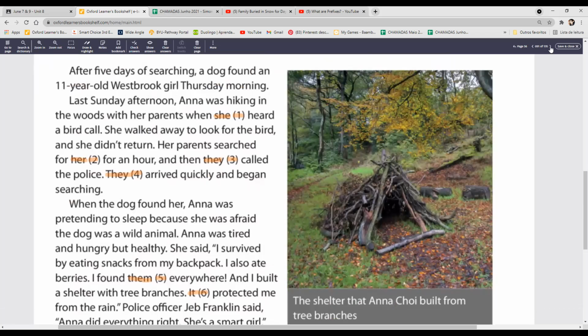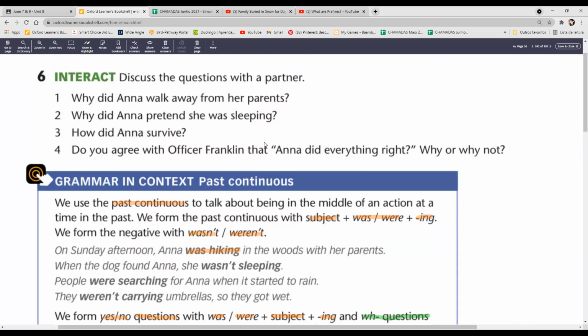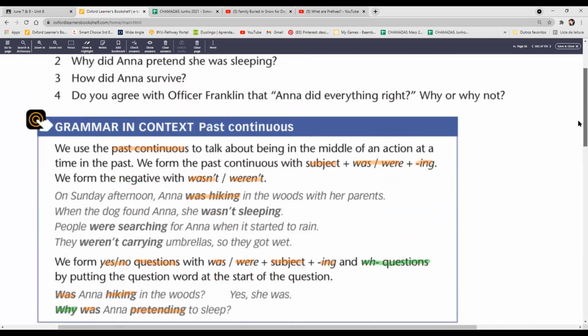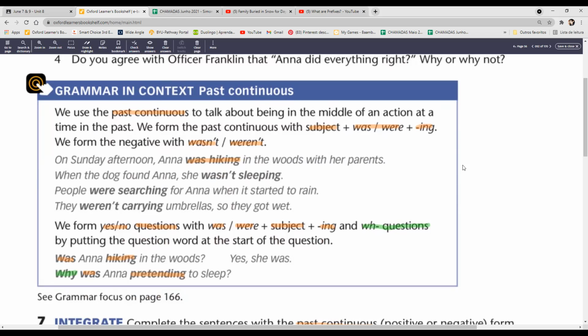After that, what did we learn? We talked about, first of all, how to survive in the woods, right? If you get lost in the woods, we saw that it's nice to build a shelter and also have some food. Have some food in your backpack, okay? Next one, we talked about the past continuous, okay? So how to use the past continuous? We use the past continuous to talk about actions in progress in the past, okay?